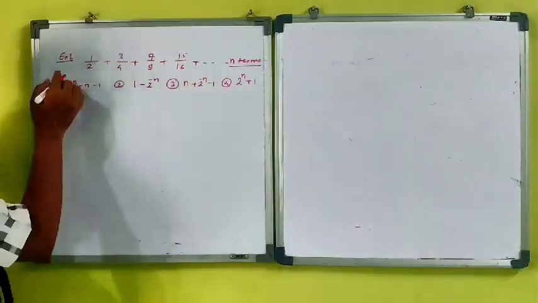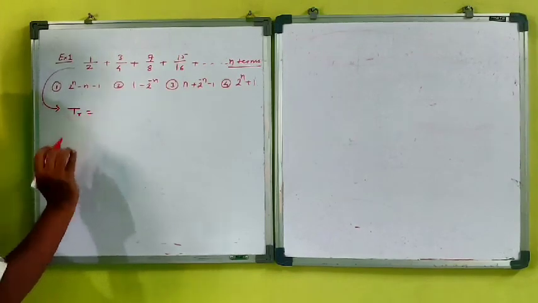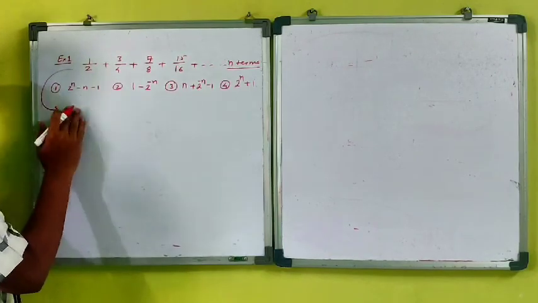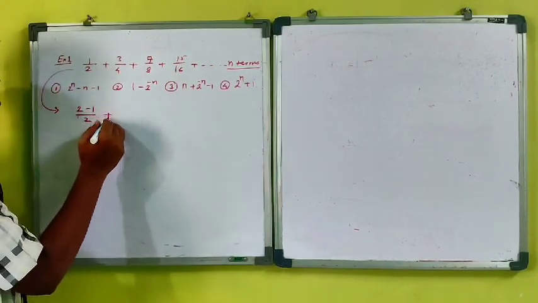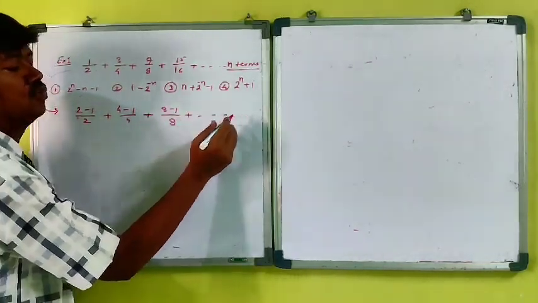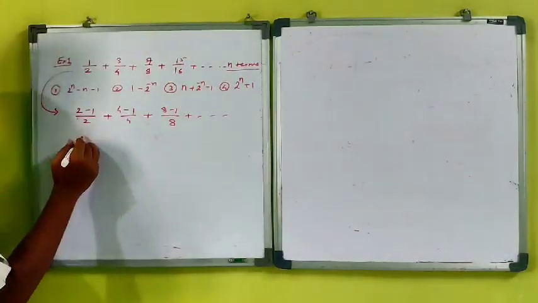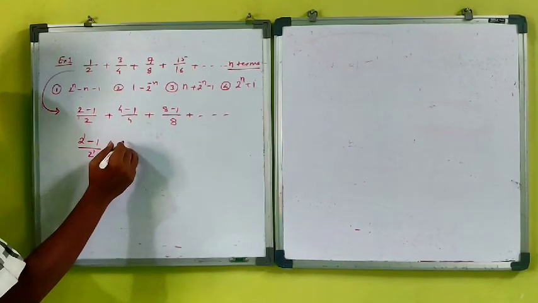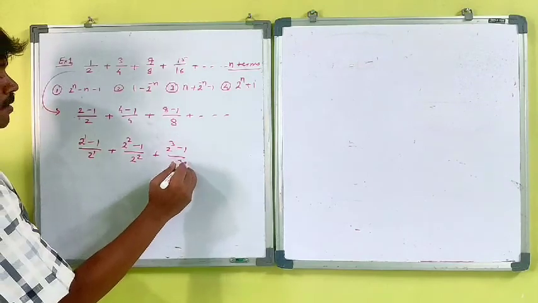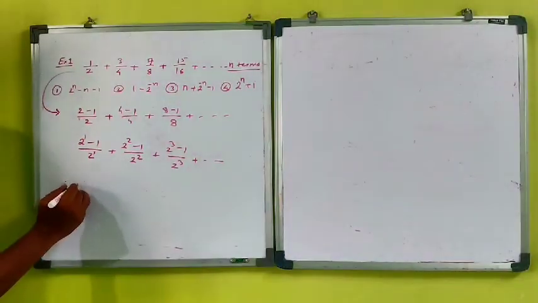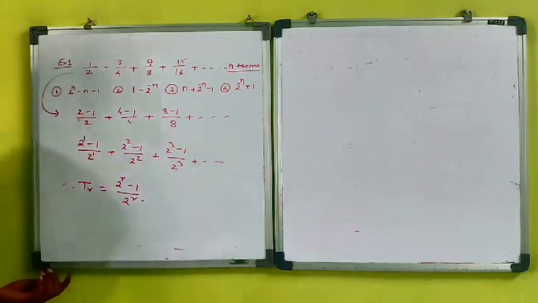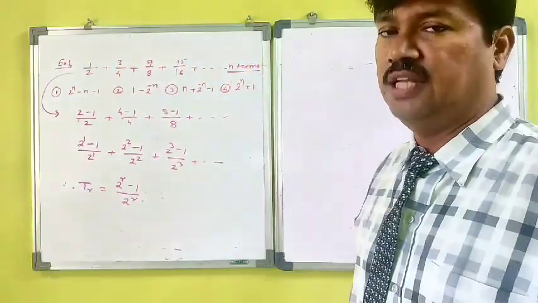So by observing this, what is the Tr for this? 1 is nothing but 2 minus 1. We can just observe this is 2 minus 1 upon 2. This is 4 minus 1 upon 4. This is 8 minus 1 upon 8, and so on. Which is nothing but 2 raised to r minus 1 upon 2 raised to r. This is 2 square. This is 2 cube. So what is the general term? Therefore, Tr is collected from this. So this is the general term for this particular series.